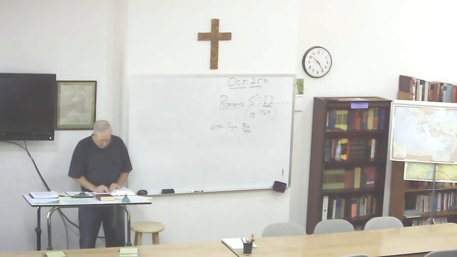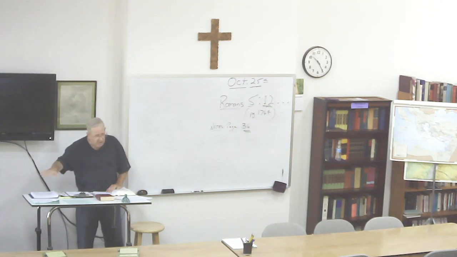He goes on, "For if by the transgression of the one, Adam, death reigned through that one, Adam, much more those who receive the abundance of grace, which is everybody, and the gift of righteousness will reign in life through one, Jesus Christ." So what applies to one applies to the other. What happens to what Adam does applies to everybody else. What Jesus does applies to everybody else.